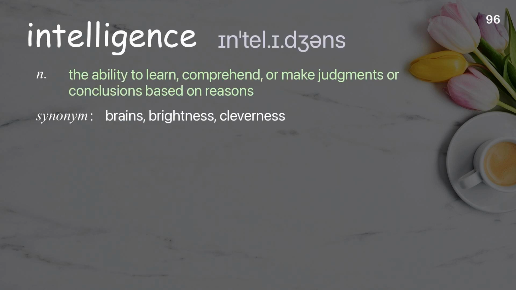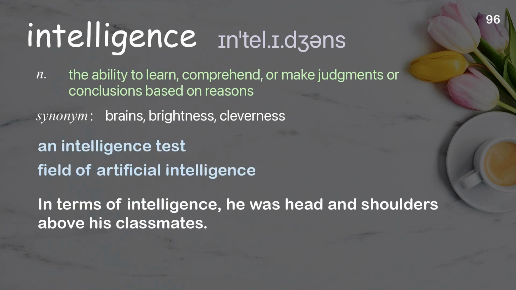Intelligence: The ability to learn, comprehend, or make judgments or conclusions based on reasons. Examples: An intelligence test. Field of artificial intelligence. In terms of intelligence, he was head and shoulders above his classmates.